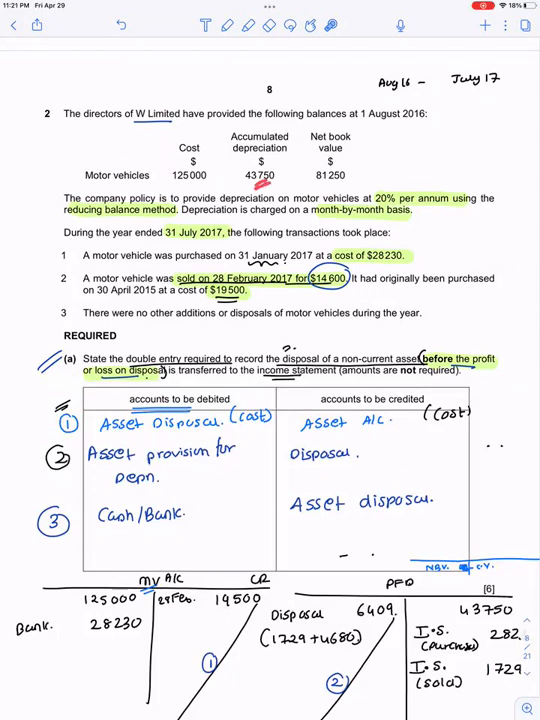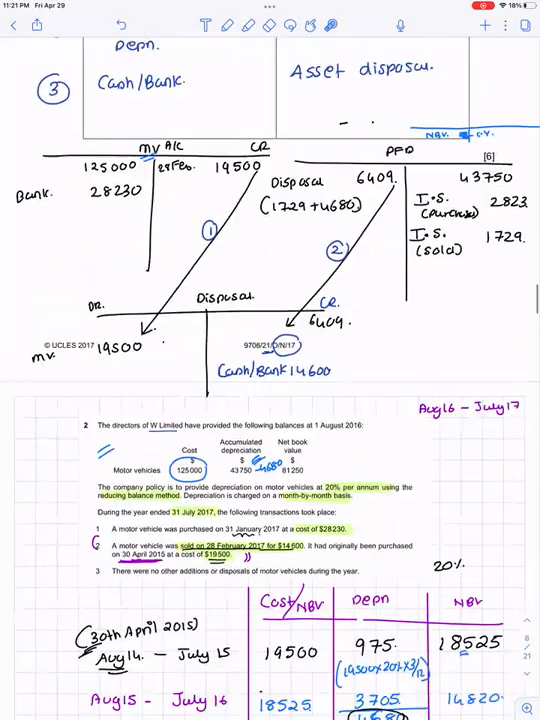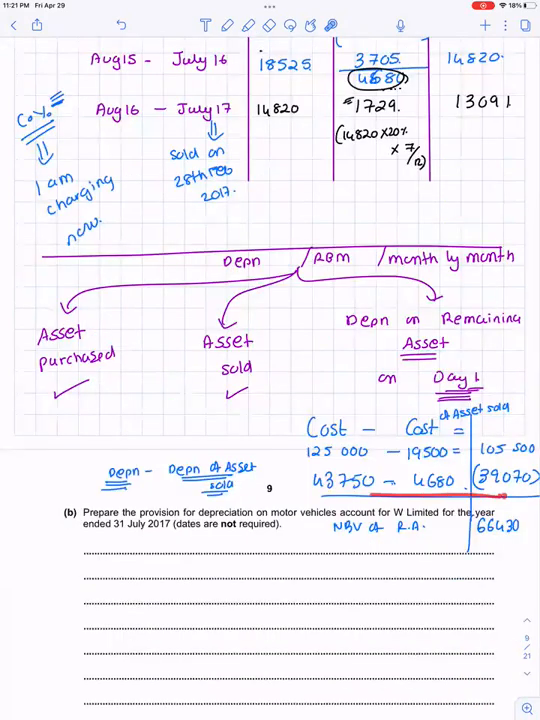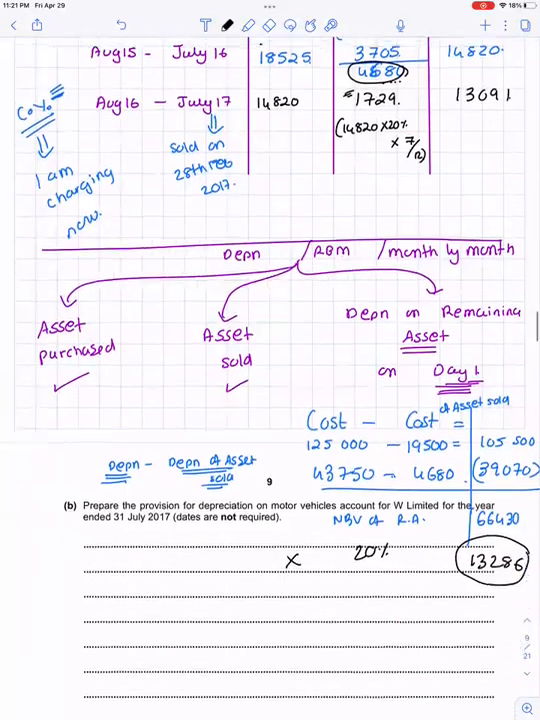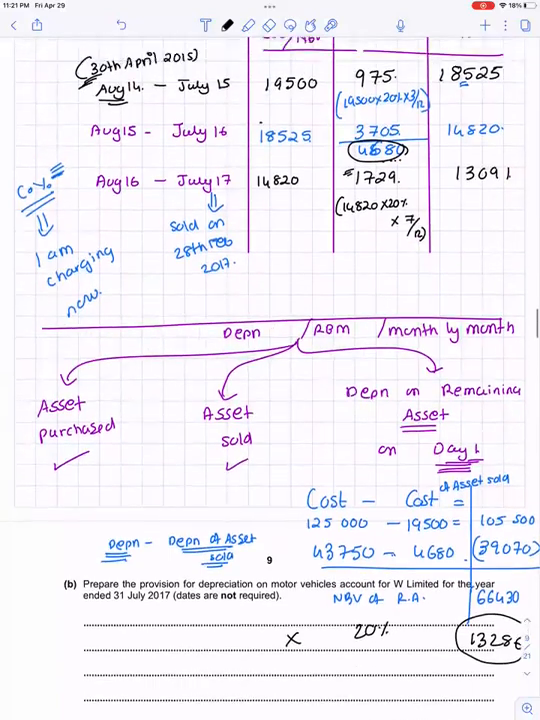On the day 1, I will get accumulated depreciation of remaining assets on day 1. So I will get net book value of remaining assets on day 1. That is at the beginning of the current year. On this, remove 20%. This is the total depreciation of the remaining assets of the current year, 1386.